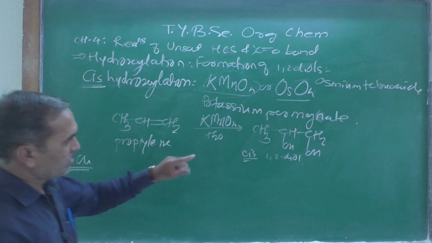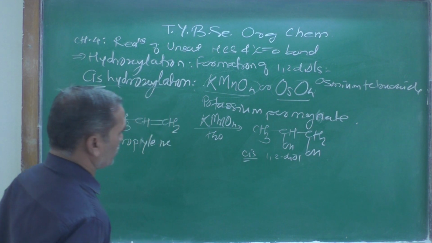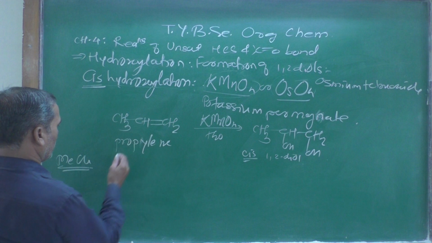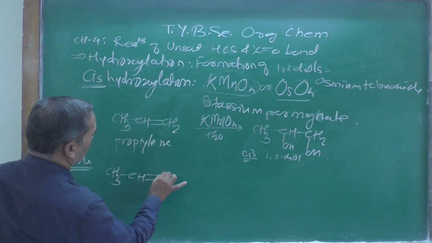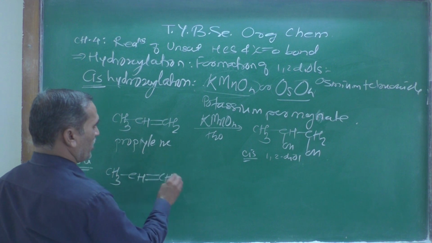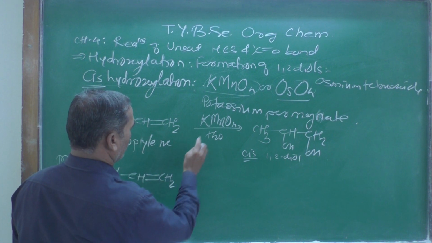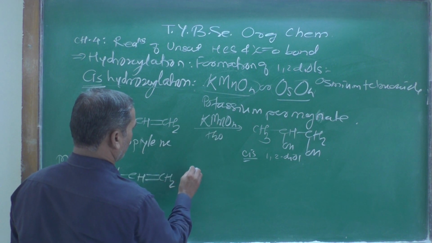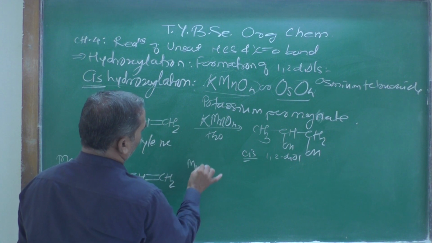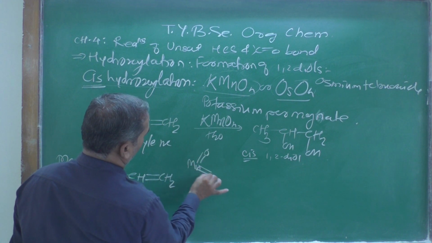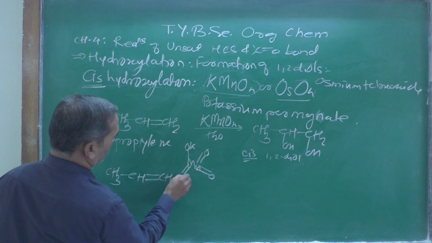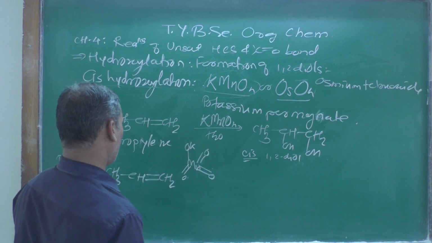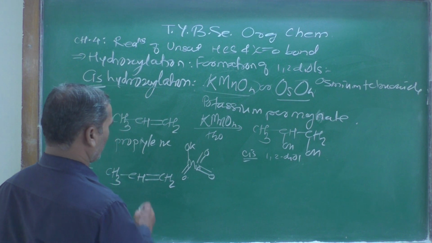Mechanism. Now in the mechanism, what is going to happen here? Let us see here. This one, CH3 CH double bond CH2, and then I am writing that this one, Mn double bond O, OK, here double bond O. For the sake of convenience you can write here.